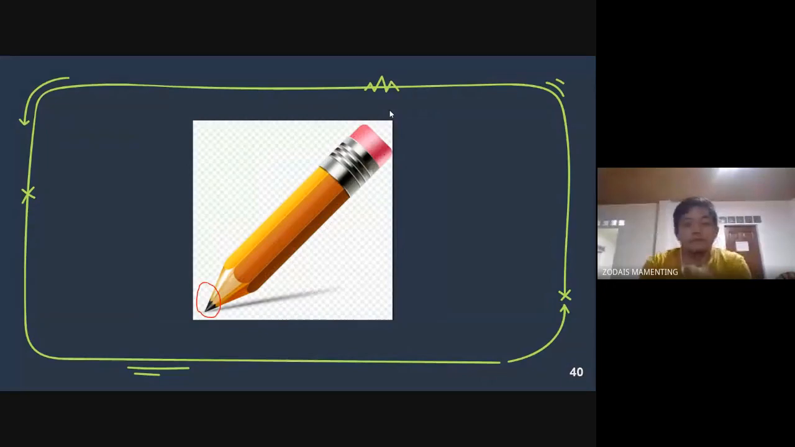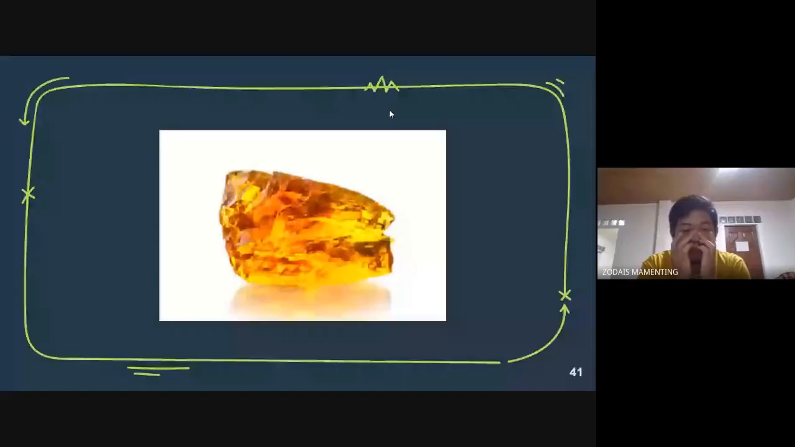Next, is this a mineral? This is an amber stone. Amber may look like a gemstone, but trust me, it is not a mineral because it is a hardened resin from the fossilized remains of specific ancient trees. Therefore, it is not a mineral because it is from a living organism.